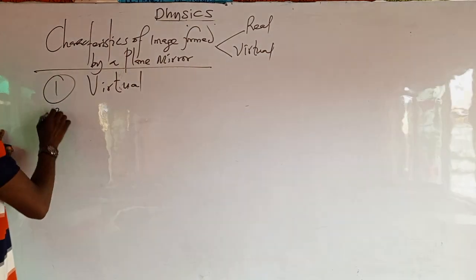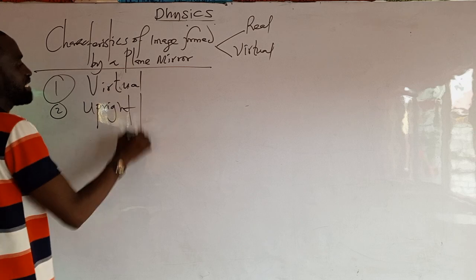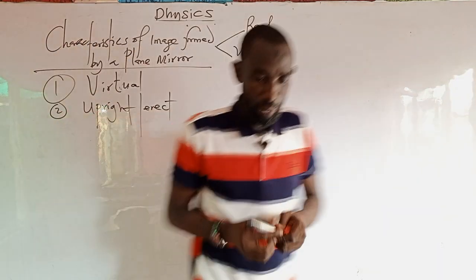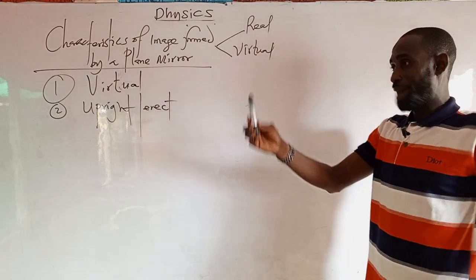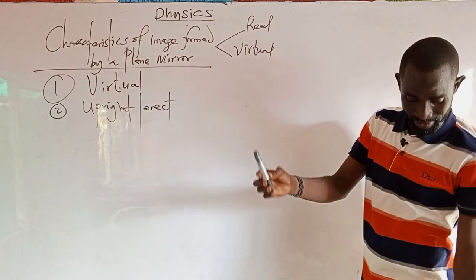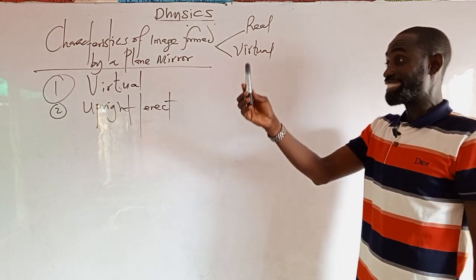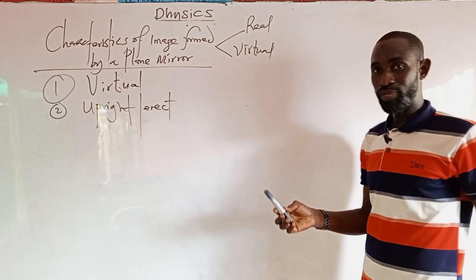Number two is upright. Or we say it's erect. What's the meaning? If I take a plane mirror like this, see where I'm standing, and I look at the plane mirror, my head is here, my legs down. I will appear like this. If you look at yourself and your head is down and your legs up, something is wrong somewhere.